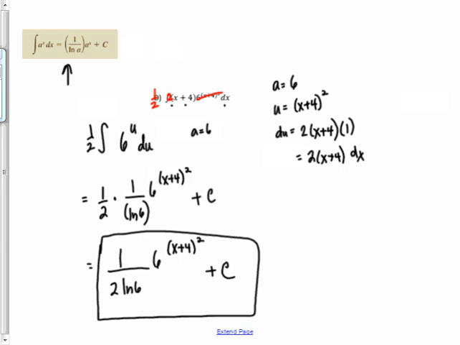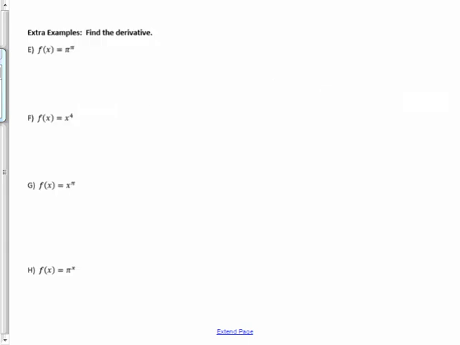And I went ahead and threw some extra examples in here just to make sure everybody was on the same page. I just did some derivative examples, but look at these. Think about what you're doing. Think about how the problem is presented to you.